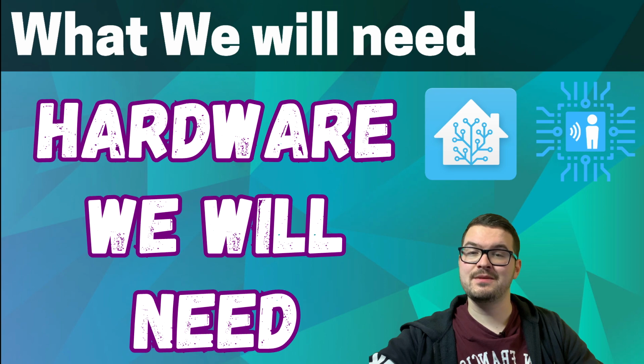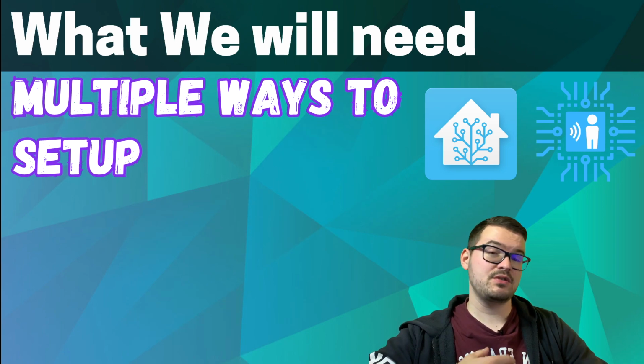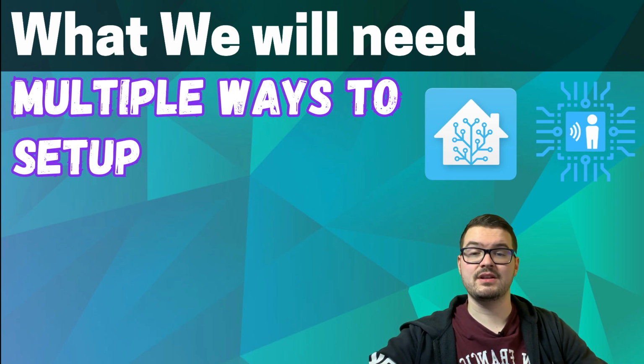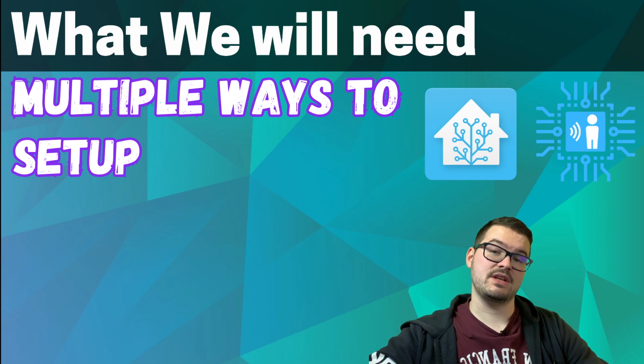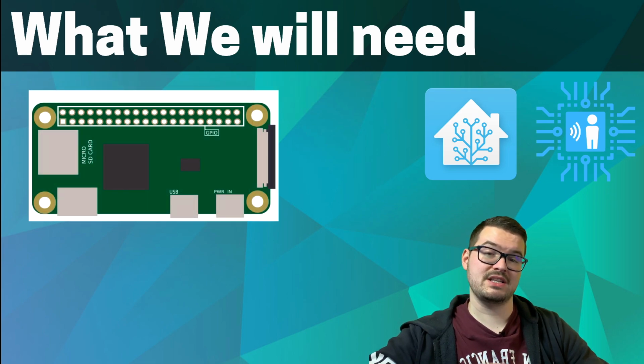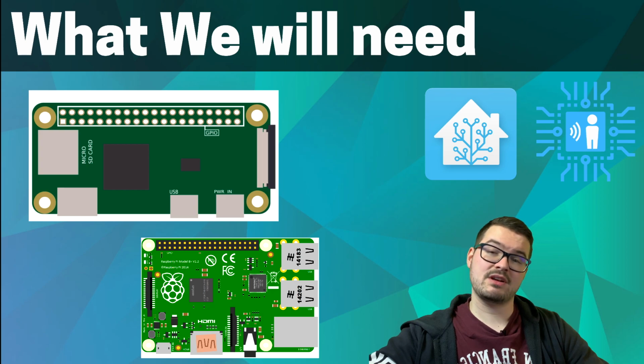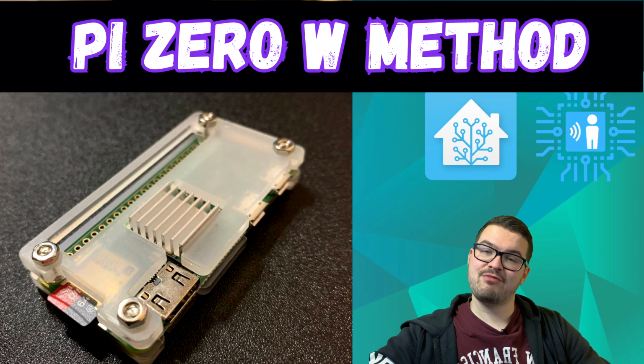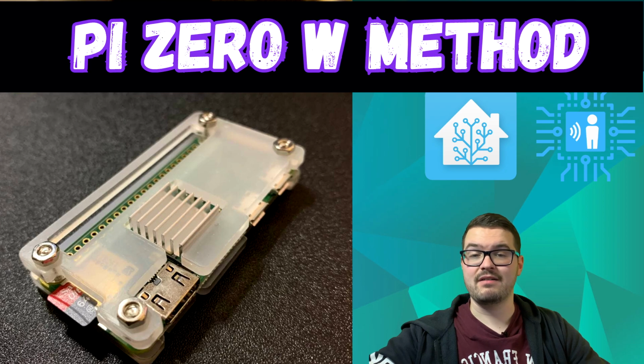Onto the hardware then. As I mentioned, there are a few different ways to go about setting up HomeAssistant. The method that we're going to be following in this video is the way that uses the Raspberry Pi Zero W. Now, you can use a Raspberry Pi 3 or a Raspberry Pi 4 if you've got those to hand. I've gone with the Raspberry Pi Zero W because it's got a nice small form factor and I don't need the additional power that the Raspberry Pi 3 and 4 have, as it's just going to be running HomeAssistant.